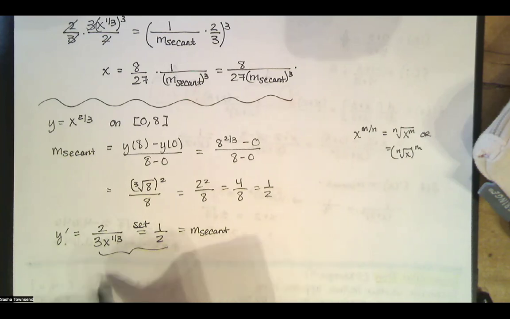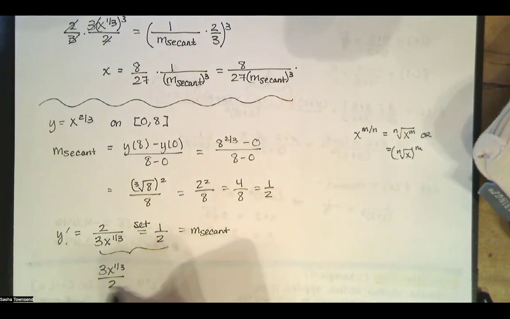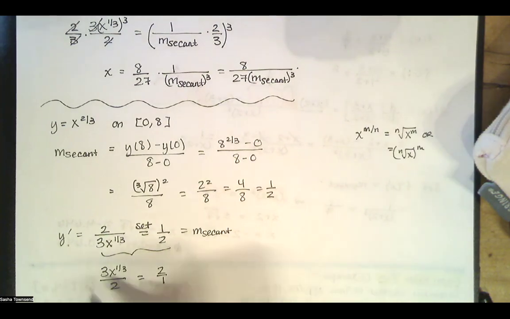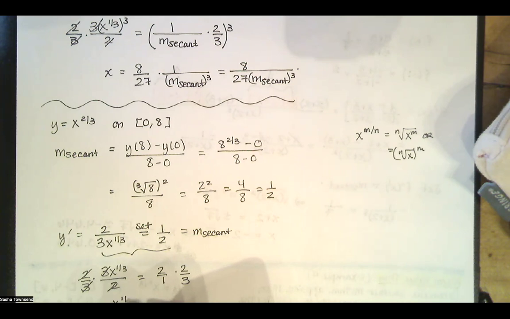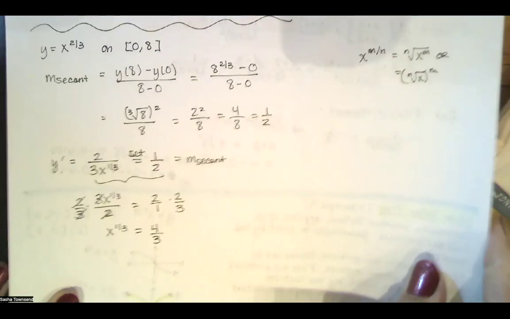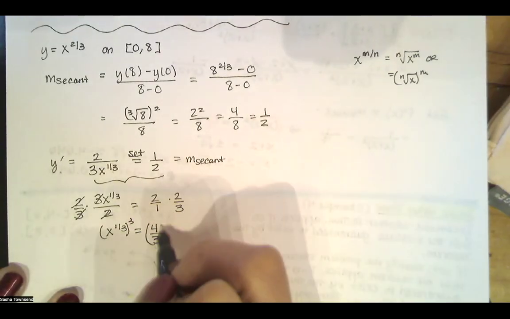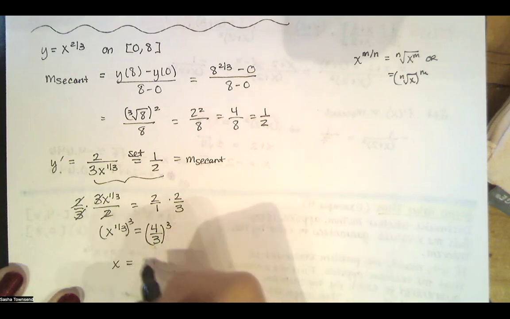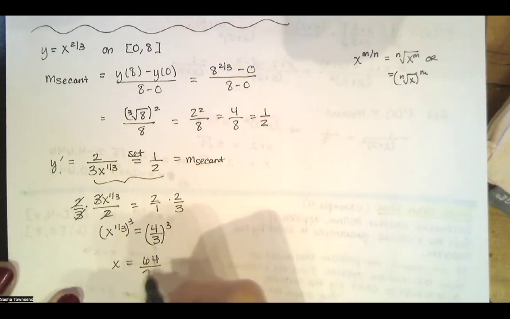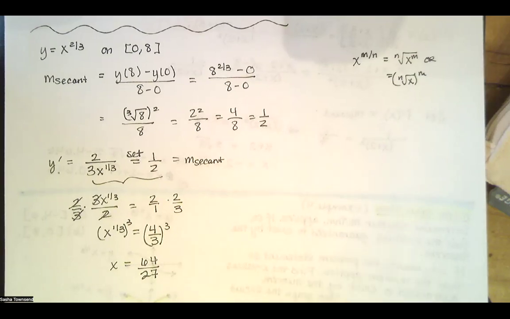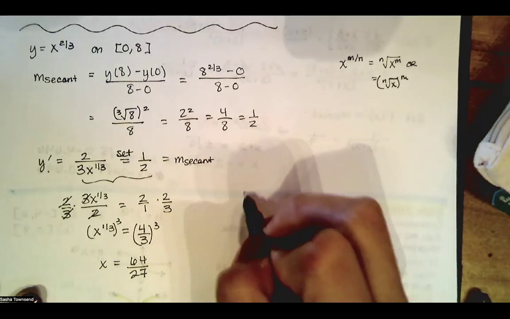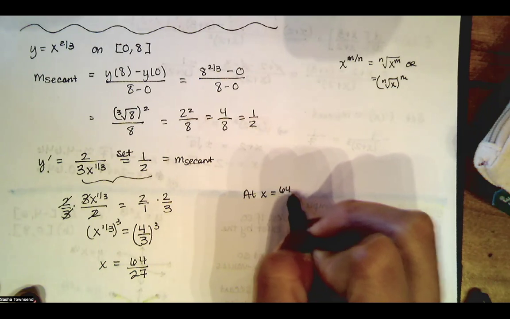To do that, I'll take reciprocals of both sides because I want my x in the numerator. Let's multiply both sides by 2/3. Get rid of the 3/2. And then to isolate x, we're going to cube both sides. The x is 4 cubed, which is 64, divided by 3 cubed, which is 27. So that is the x value that gives us the right answer. At x equals 64 divided by 27.